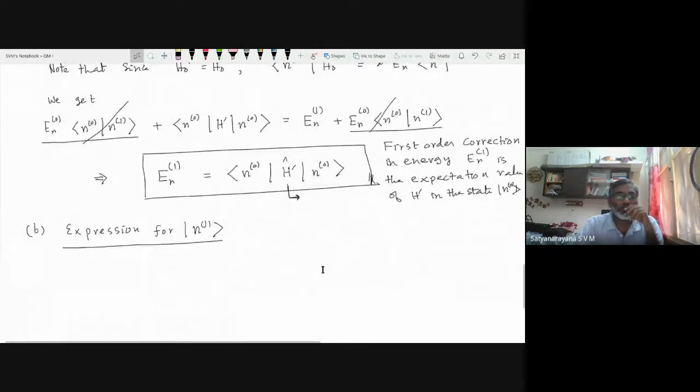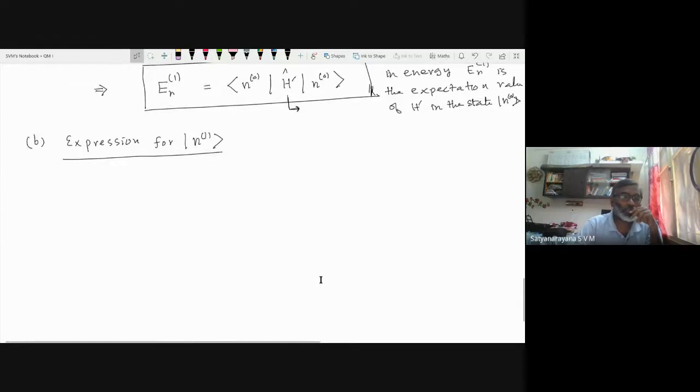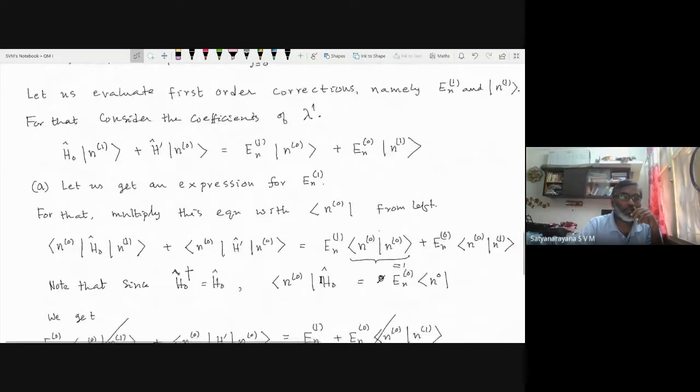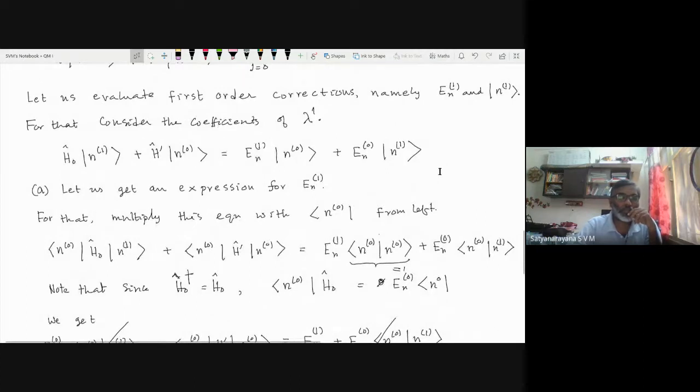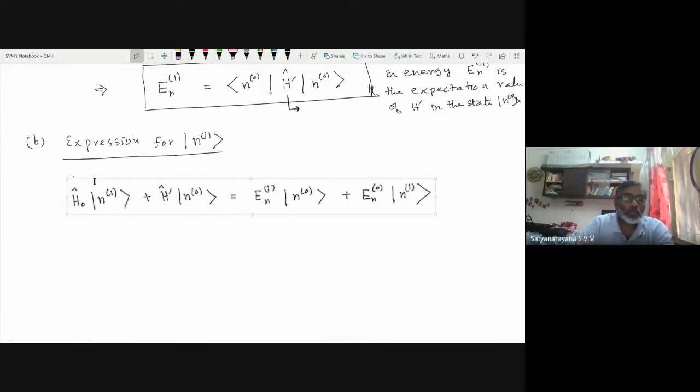Okay. So now let us try to ask a question. How do I obtain the expression for n naught? Okay, let us bring back this equation. Let us go back to this equation. I'm becoming lazy to write, so let me just copy it here. So this is the equation that we had.